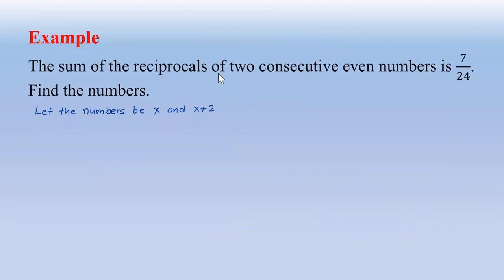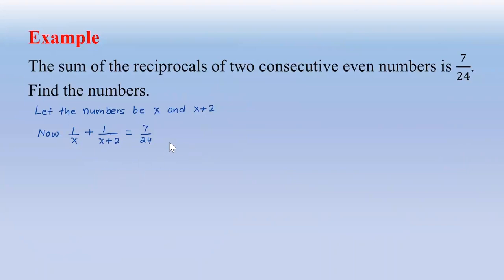The question says sum of the reciprocals. Now, when we say sum, it is the addition. Reciprocal of x is 1 over x, and reciprocal of x plus 2 is 1 over x plus 2. So the sum of the reciprocals is equal to 7 over 24. Now we need to solve this equation and find the value of x.